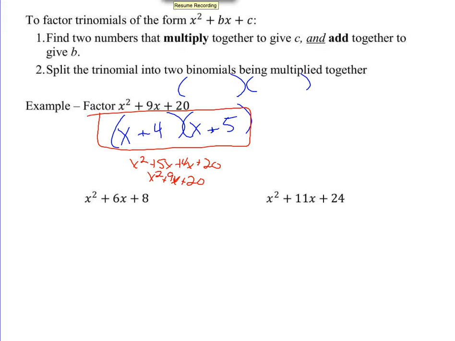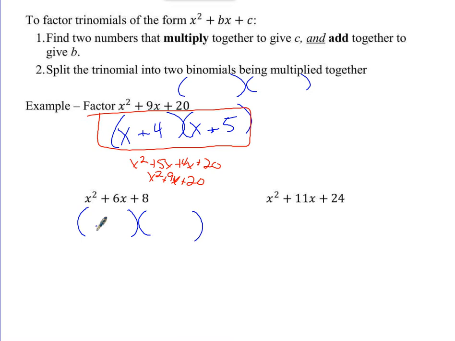Let's take a look at the second one. What am I looking for here? That's right. Two numbers that multiply to give me the 8. At the same time, those same two numbers add to give me 6. Can you think of two numbers that do that? Yeah, 2 and 4. So that means I can set up my FOIL looking problem.